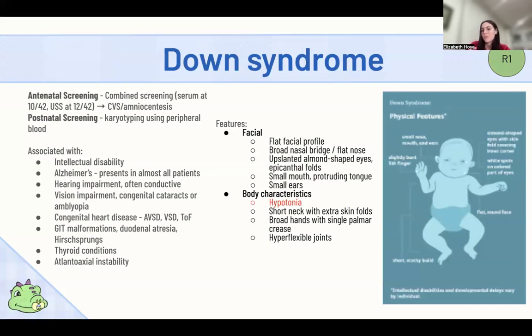Usually symptoms arise at around 50 years of age, but then by 60, 70, it becomes very, very common.